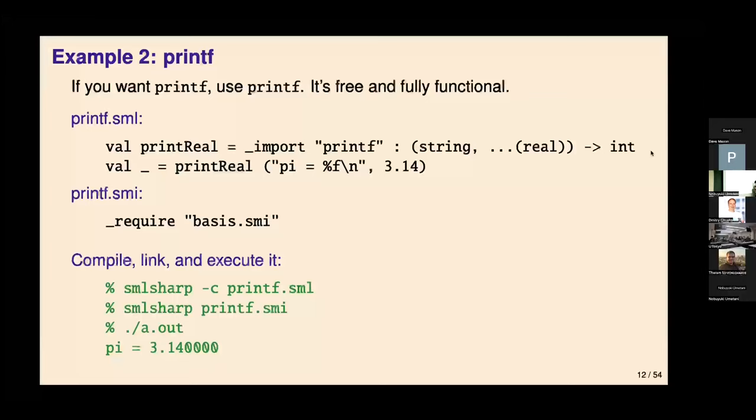Printf has a variable number of arguments. The first argument should be a string, and the second, third or fourth arguments have types that depend on the first argument string, but we can specify the list of types of these arguments. By this import expression, the printf function has a function type of two arguments, string and value, and returns an integer. So we can call it.